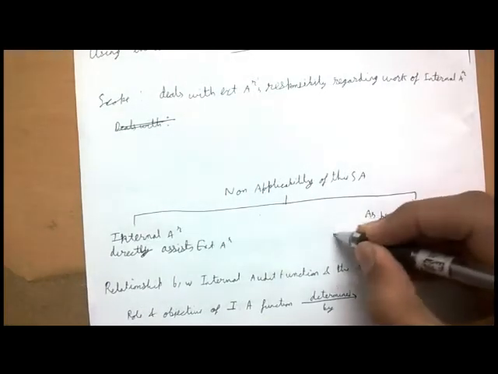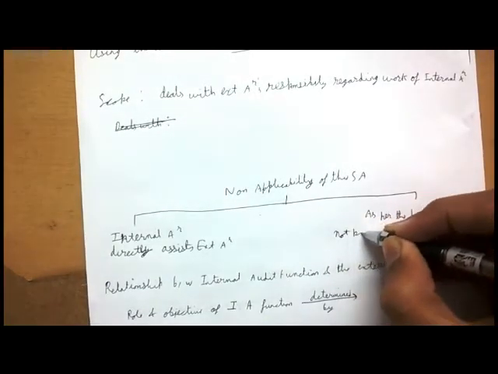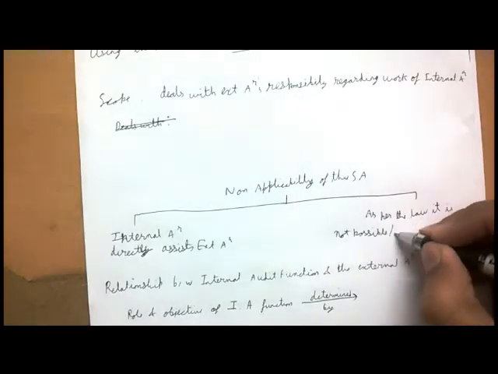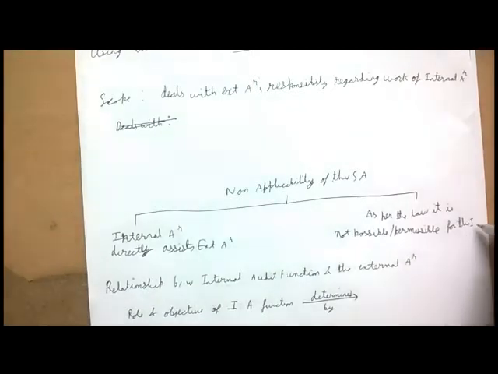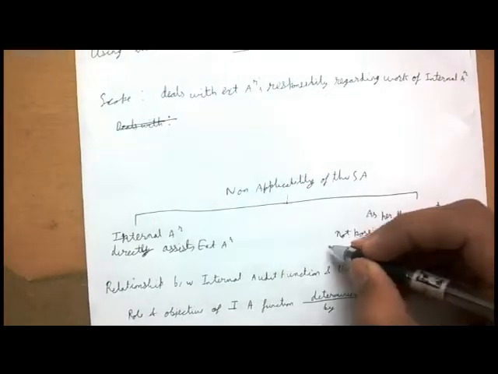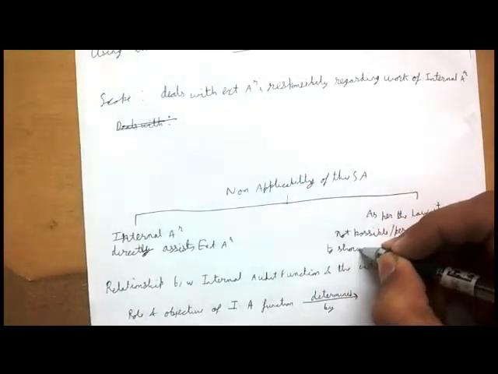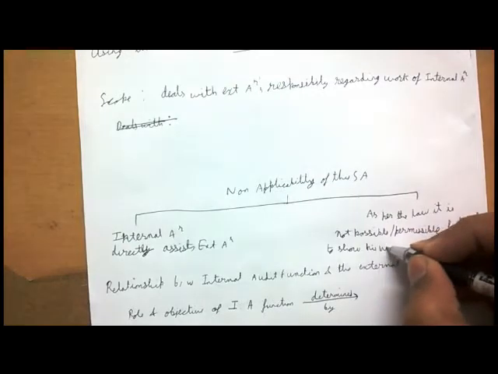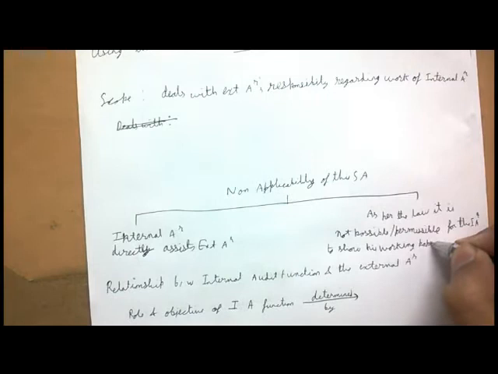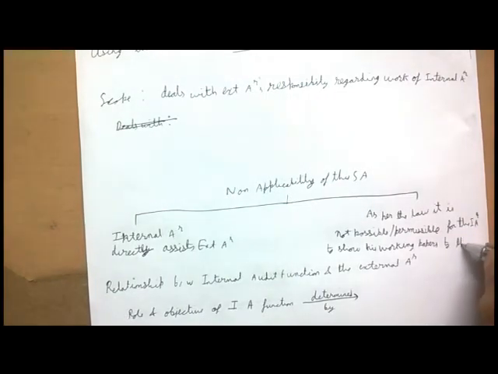So we can write that as per the law, it is not possible or permissible for the internal auditor to show his working papers to a third party.